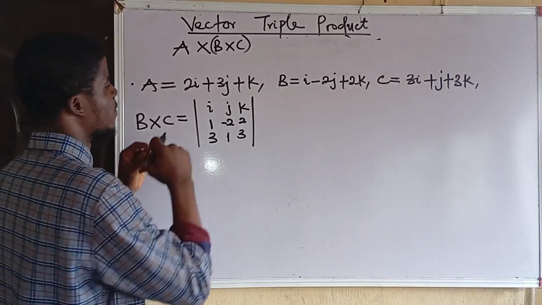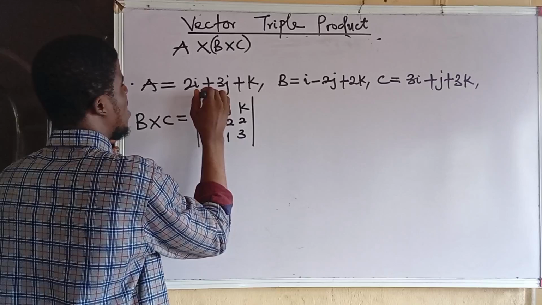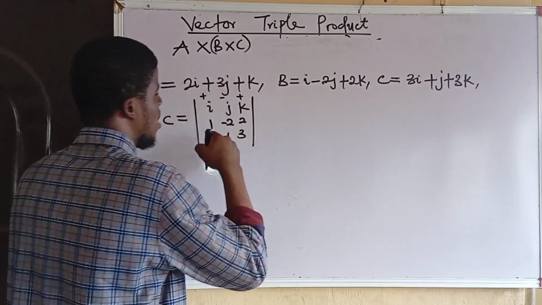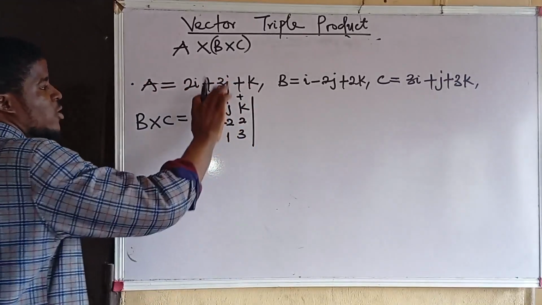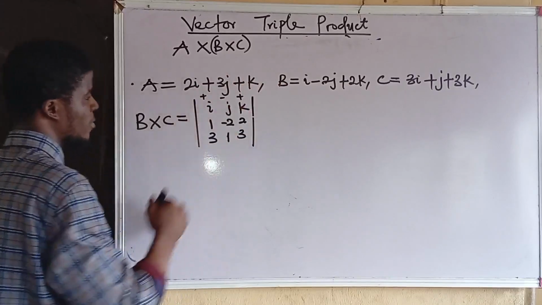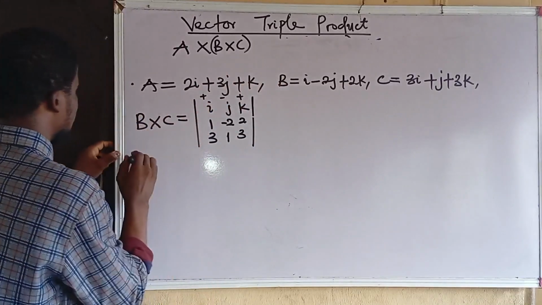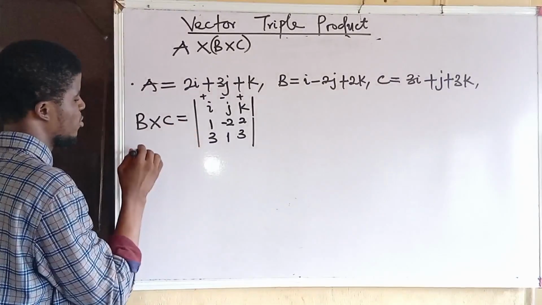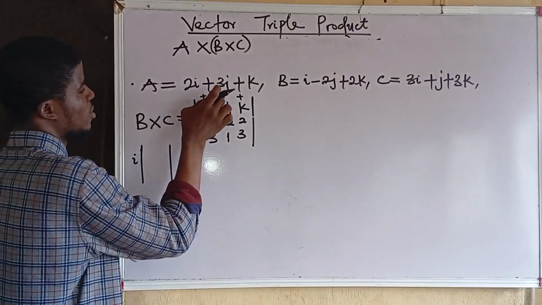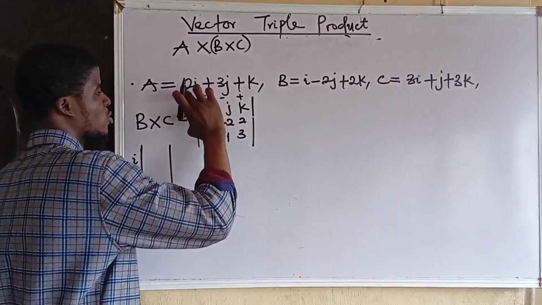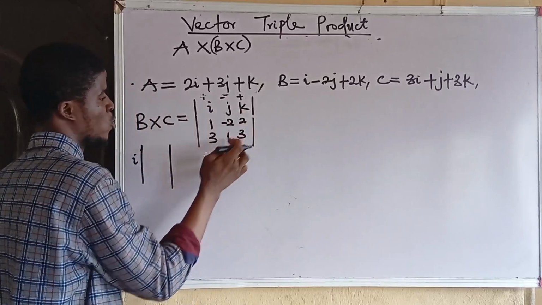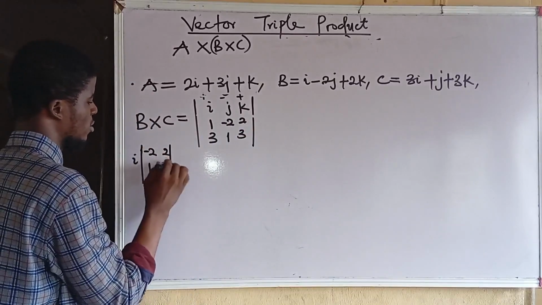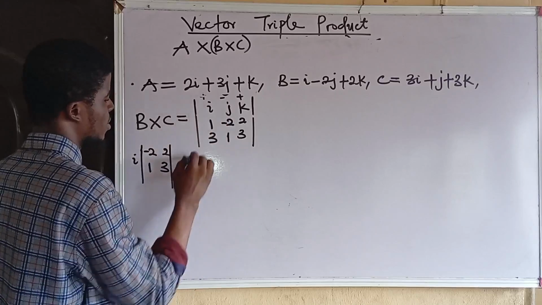If we are expanding along the first row, this I has a plus, that's the place sign. J has a minus, K has a plus, and it alternates. So we are expanding across the first row, we use I, J, and K. So if I pick I, close up this column of I, close up this row of I, we have -2, 2, 1, 3. J has a minus.